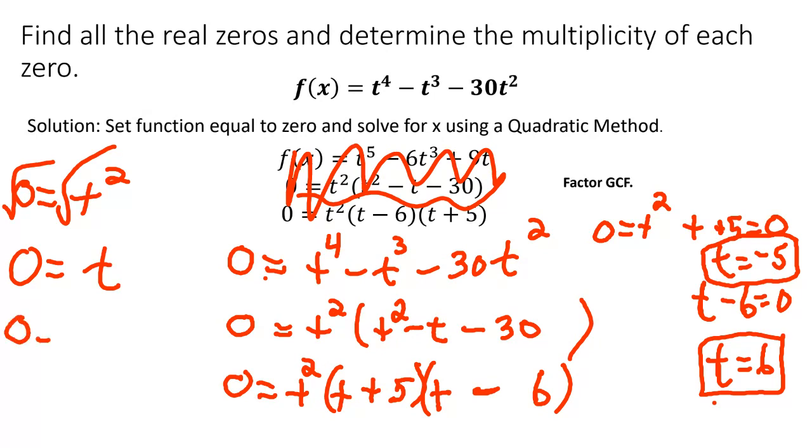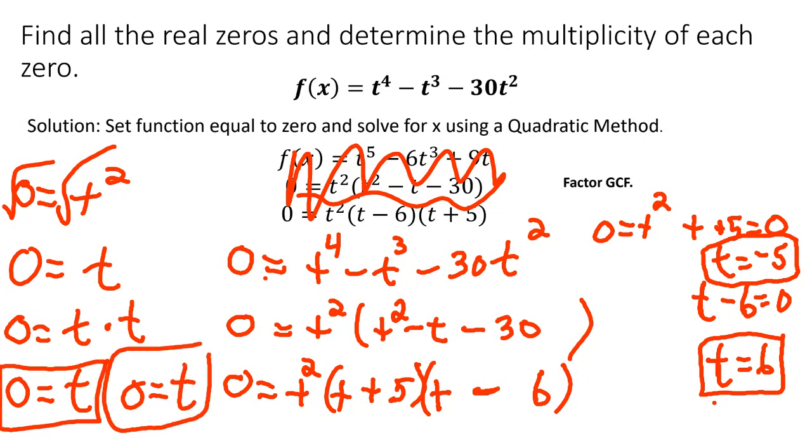This is actually, remember, t squared can be t times t. So you have 0 is equal to t, and 0 is equal to t. So you have two zeros that are appearing here. Okay. So your degree is a 4. So you should have 4 zeros, which we do, 1, 2, 3, 4. But the multiplicity of 0, we say, is going to be what? So the multiplicity for 0, since it appears twice, it's going to be a 2. So that's going to be even.